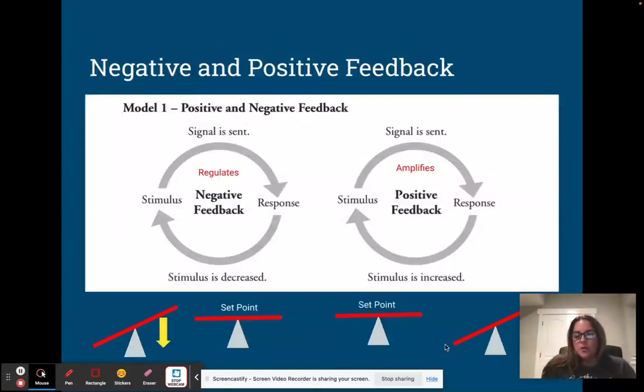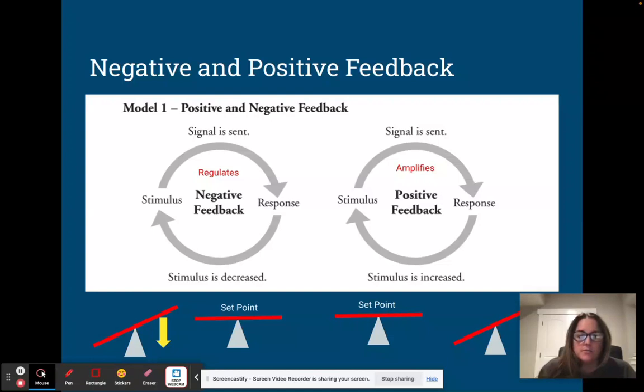Okay, so the process in which our bodies, our biological systems, respond to stimuli can either be what we call a negative or a positive feedback loop. These names can be confusing because in our normal everyday use of these words, negative means bad and positive means good. But that's not actually what's happening here with a negative or a positive feedback. One is not good, one is not bad. They're both responses that our body can use to help get back to set point.